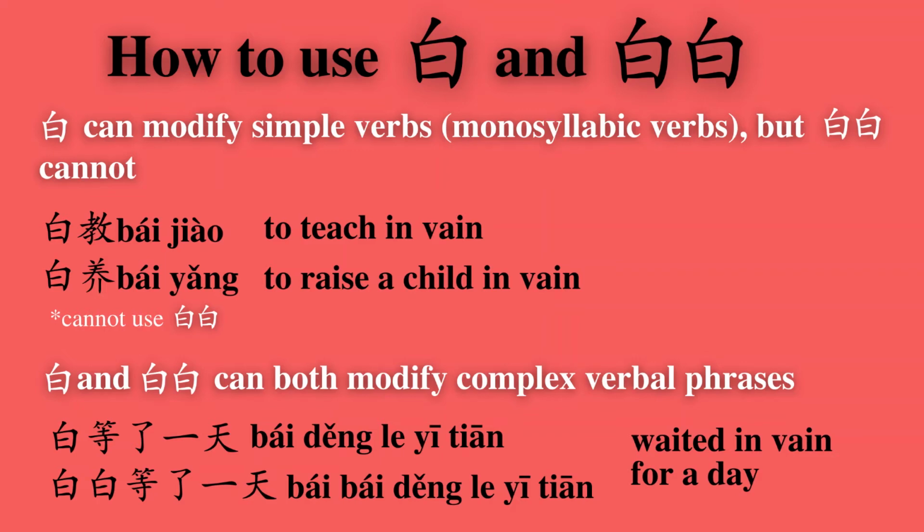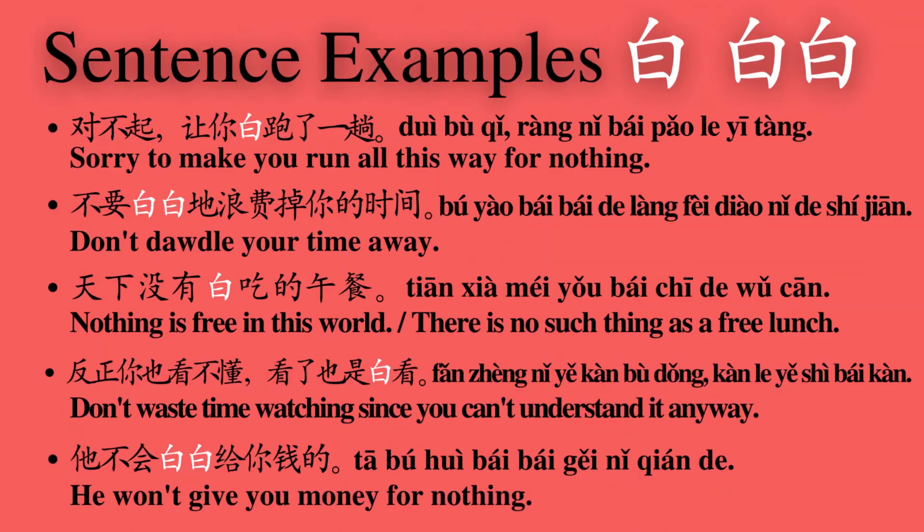白 and 白白 can both modify complex verbal phrases. You can say 白等了一天 or 白白等了一天, waited in vain for a day.